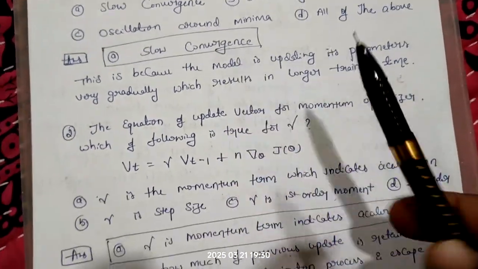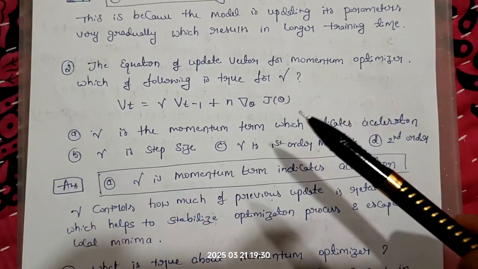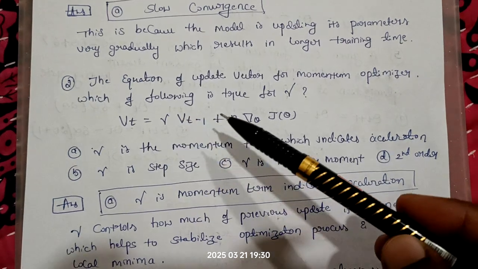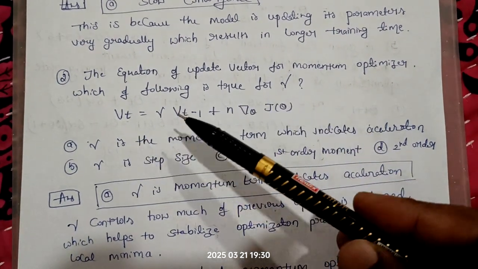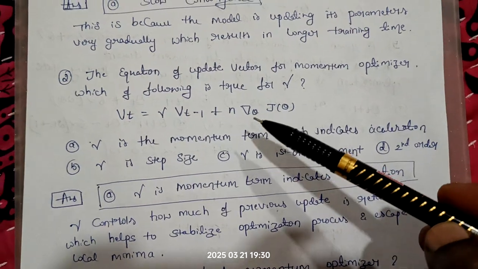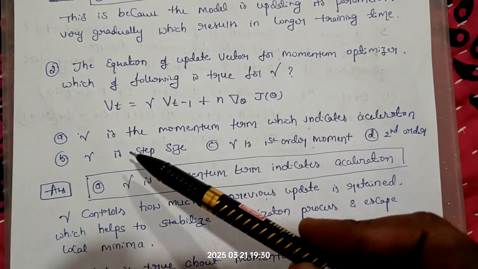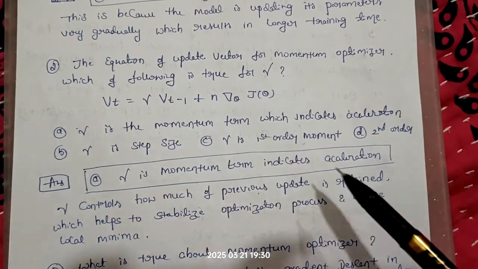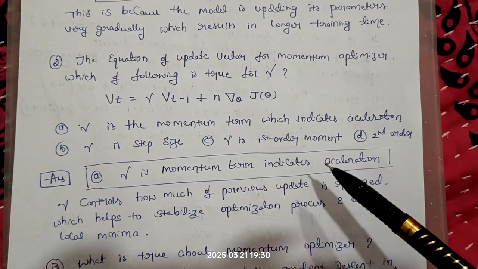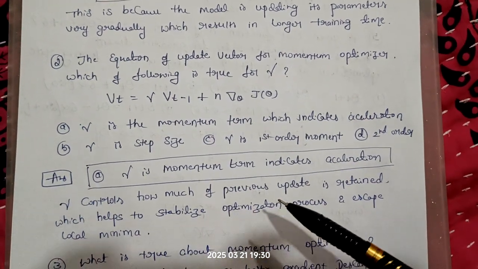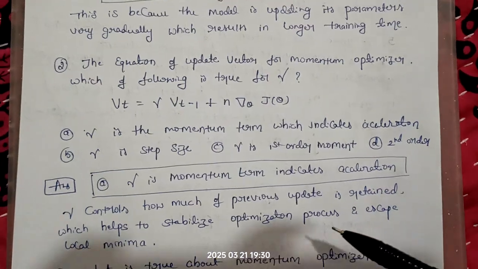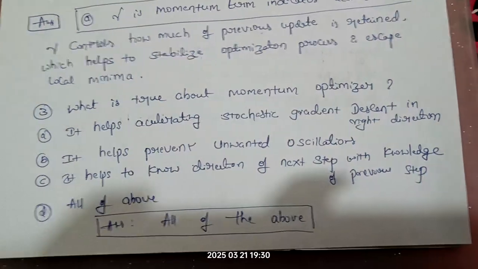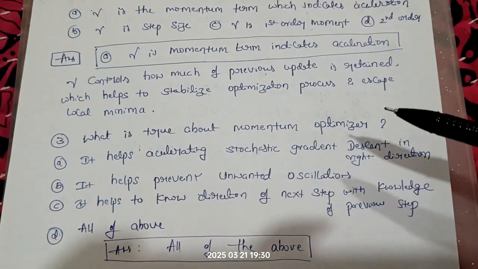Okay, so the second one is the equation of the update vector for momentum optimizer. Which of the following is true for this gamma? So Vt equals gamma into Vt minus 1 plus n delta theta J of theta. In this case, they have given four options. The correct option is gamma is momentum term indicates acceleration. This gamma controls how much of the previous update is retained, which helps to stabilize the optimization process and escape local minima.